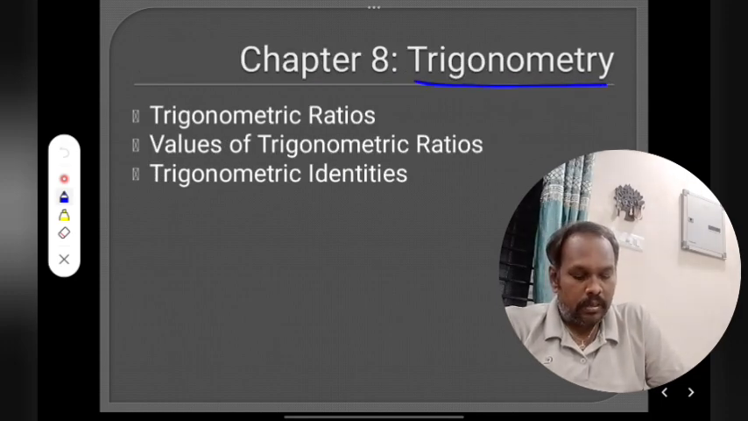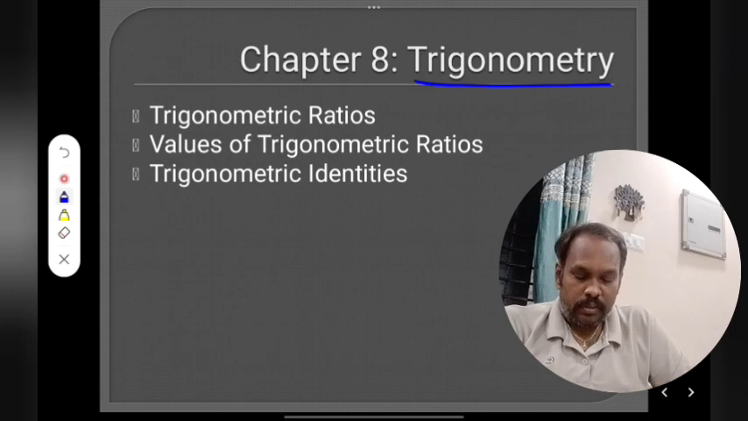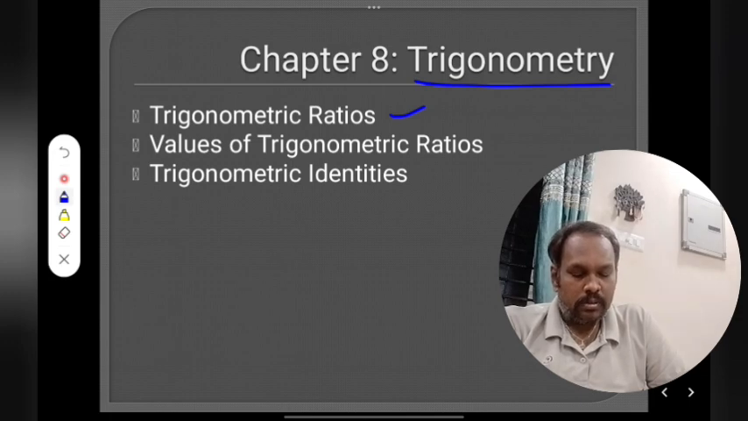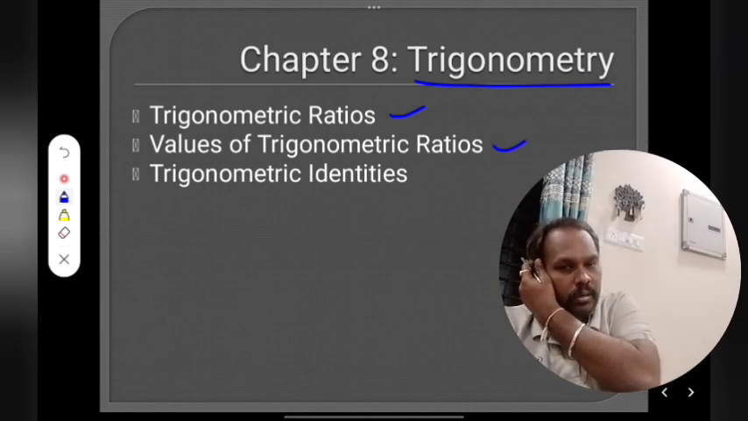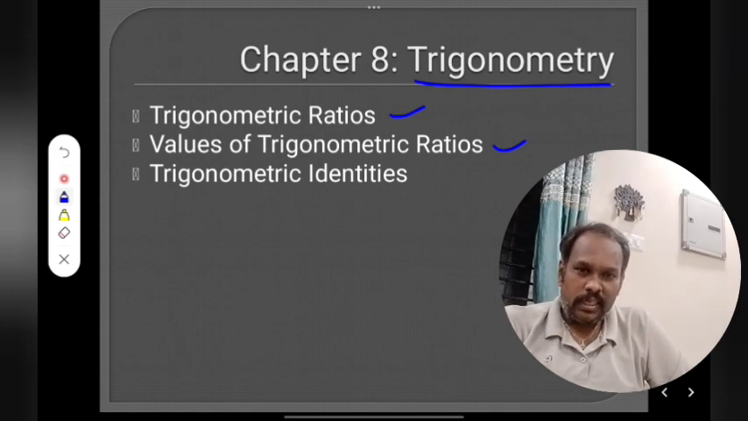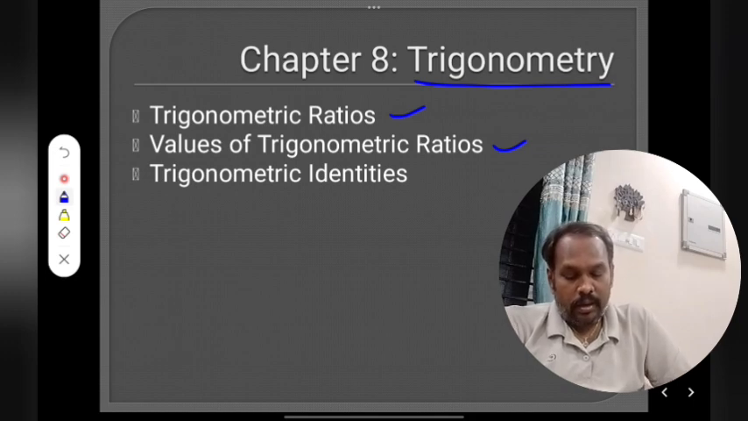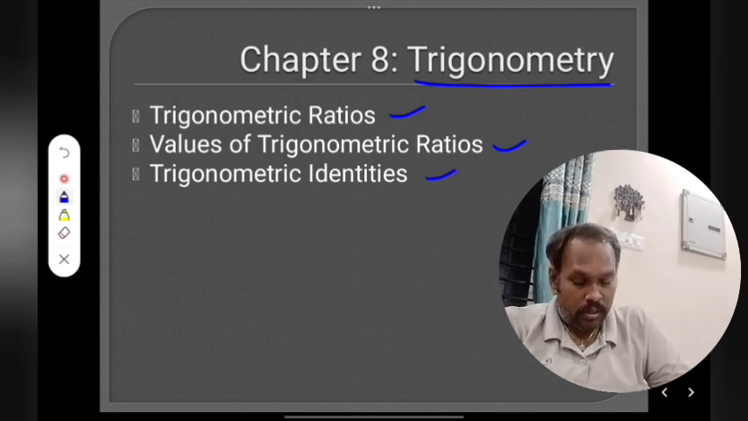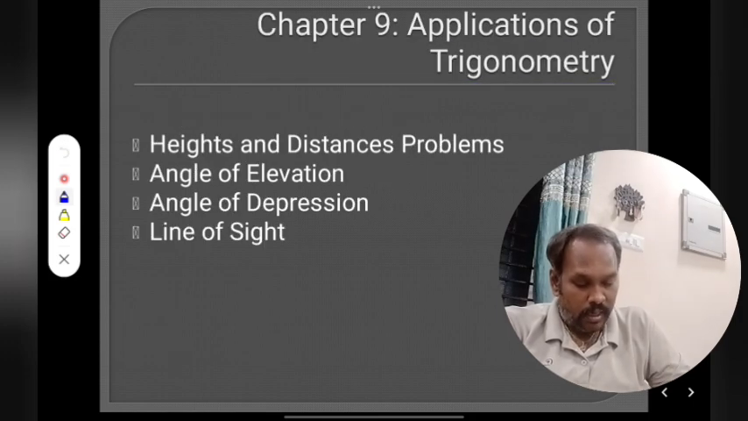And chapter 8, trigonometry. In this trigonometry, first you have to learn trigonometric ratios, values of trigonometric ratios, means values table for 0 degrees, 30 degrees, 60 degrees, 45 degrees and 90 degrees table, and trigonometric identities. These topics you need to learn in trigonometry.